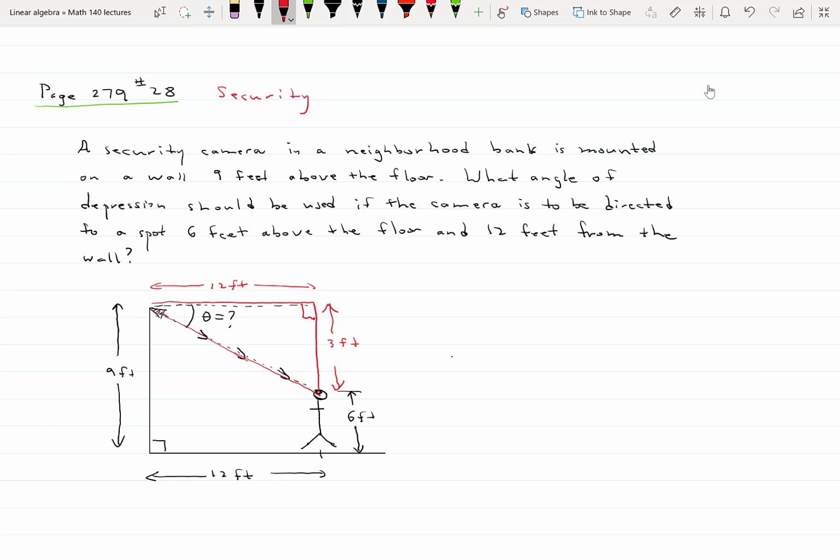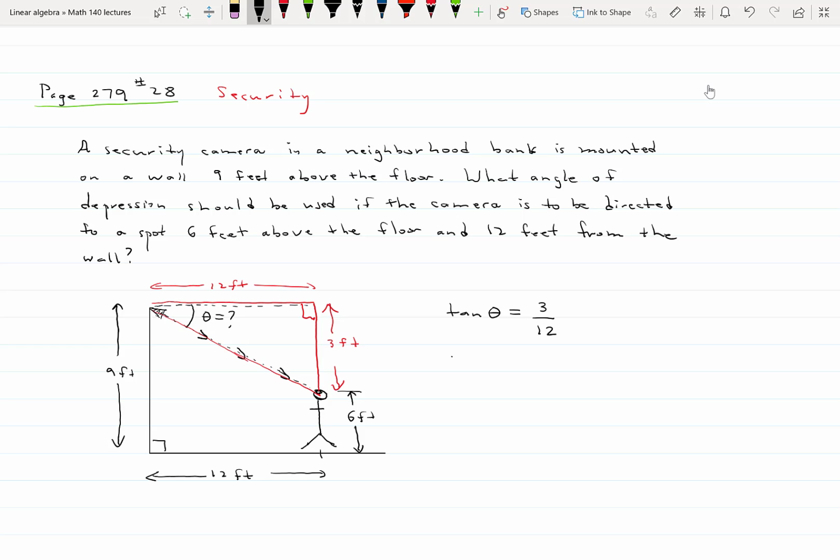So I'm trying to find theta. I'm going to use some trig here. Why? Because it's a trig course. So what trig function relates theta and 3 and 12? Theta, opposite of theta, and adjacent to theta. Opposite over adjacent is tangent of theta. 3/12.